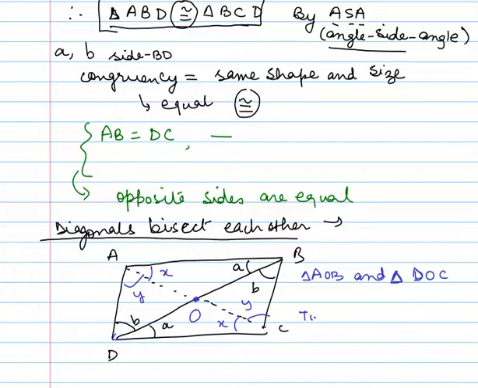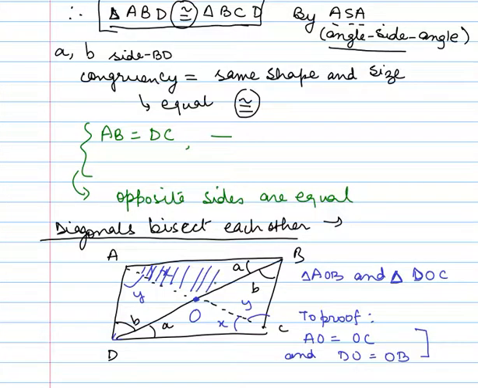So what we have to prove? That AO is equal to OC and DO is equal to OB, because diagonals bisect each other. That means side AO should be equal to OC and DO should be equal to OB. Now see, look at these two triangles. Triangle shaded in blue, whereas the triangle shaded in red.